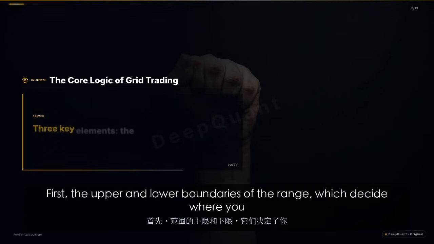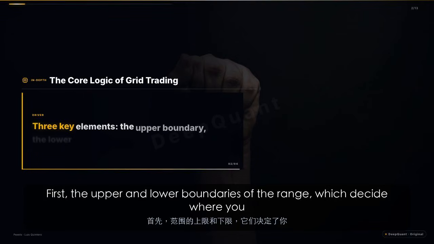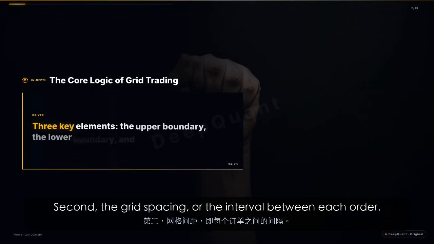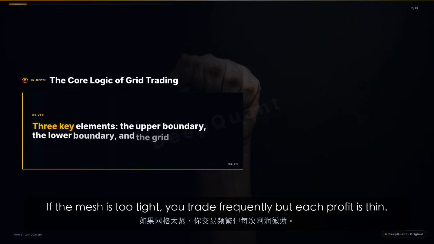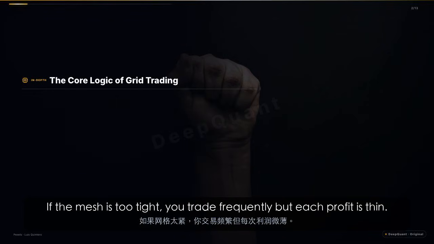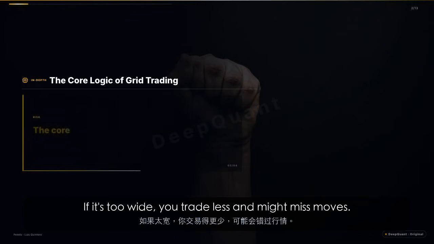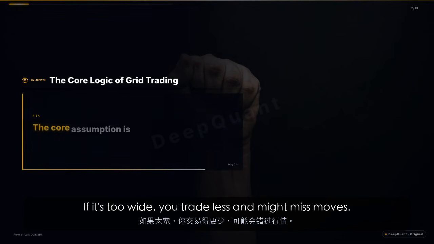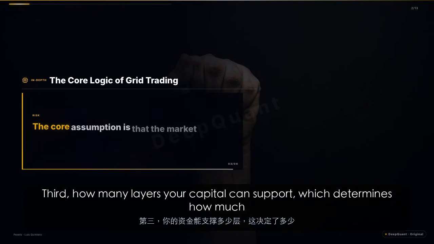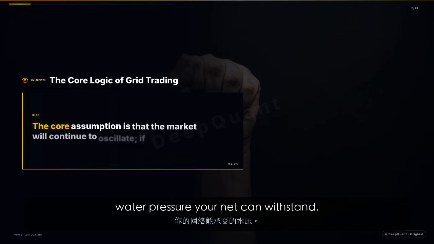First, the upper and lower boundaries of the range, which decide where you place your net. Second, the grid spacing, or the interval between each order. If the mesh is too tight, you trade frequently but each profit is thin. If it's too wide, you trade less and might miss moves. Third, how many layers your capital can support, which determines how much water pressure your net can withstand.